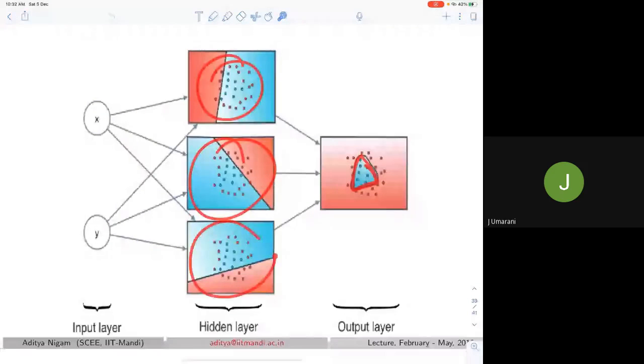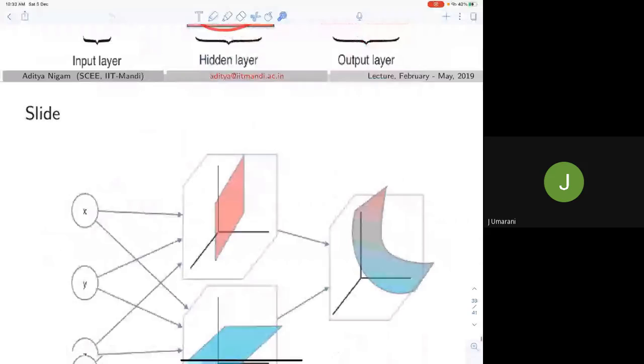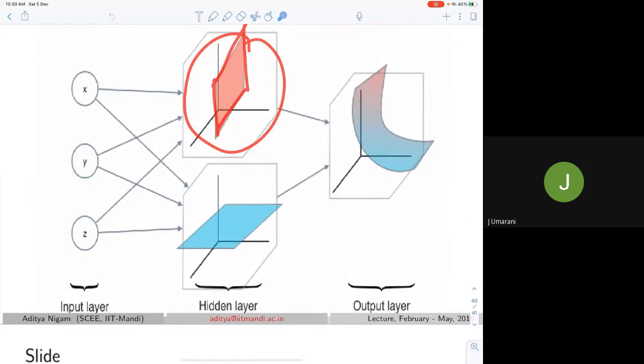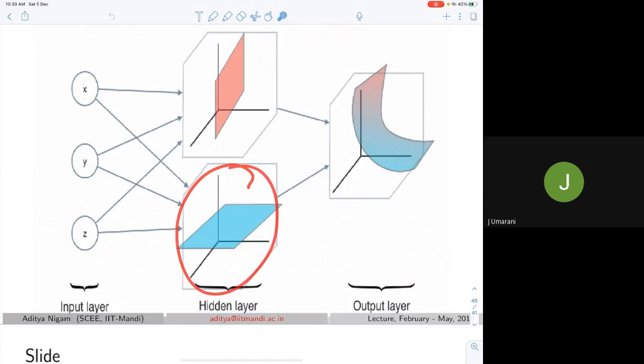Now let us see, instead of two dimensions, if I have three-dimensional input, then the first layer is going to learn a surface for you, basically a hyperplane. I'm sorry, this is not a hyperplane. This is a plane because it's three dimensions. So you are getting a plane. The second neuron is learning another plane, and the combination is learning a surface for you. I assume that this is also okay because you are getting three dimensions.